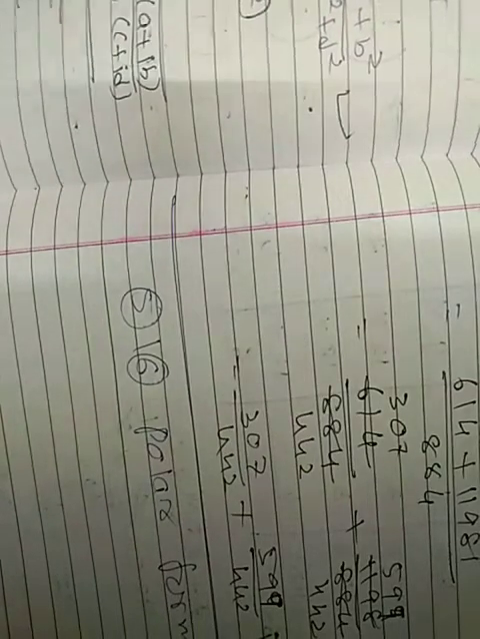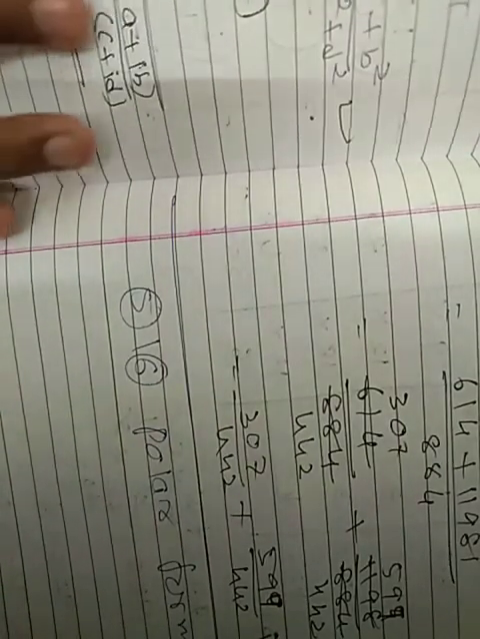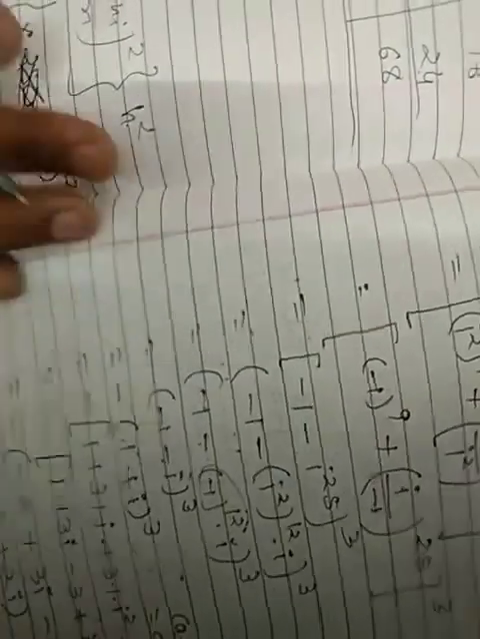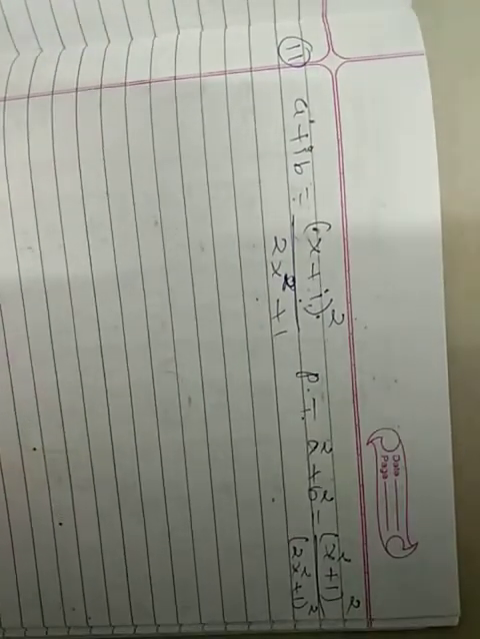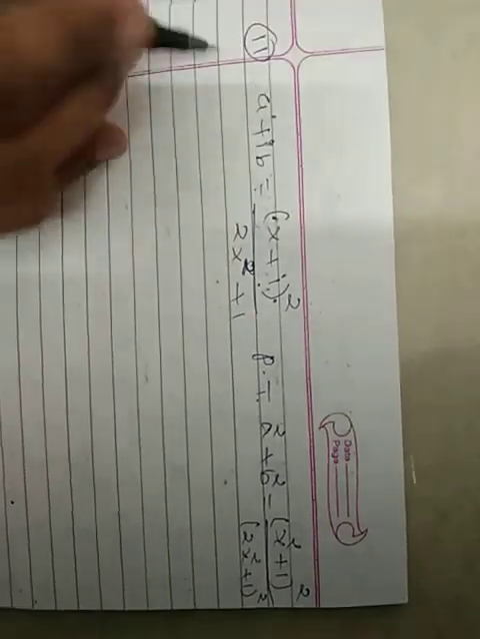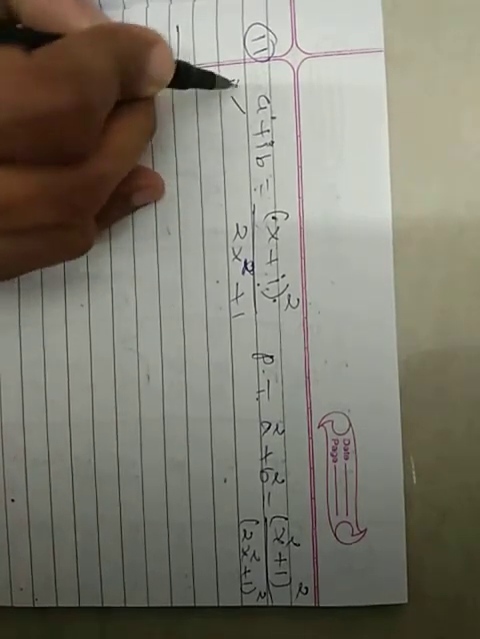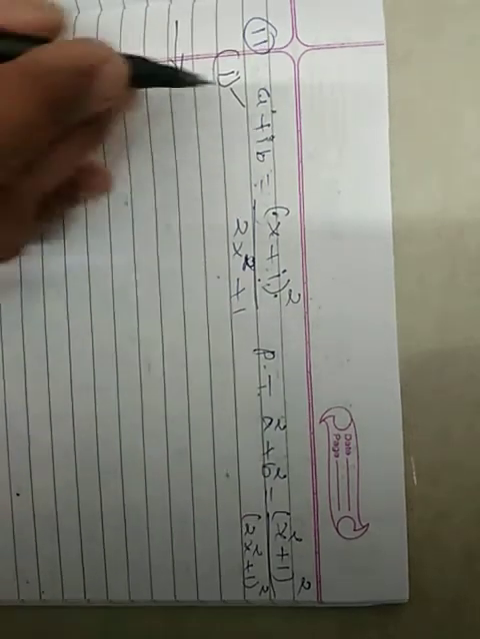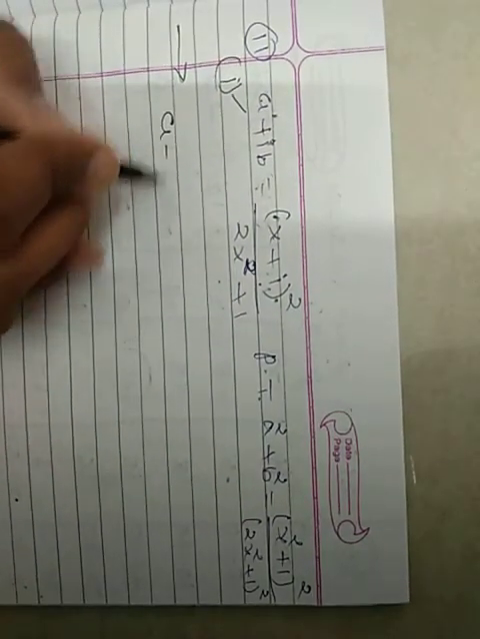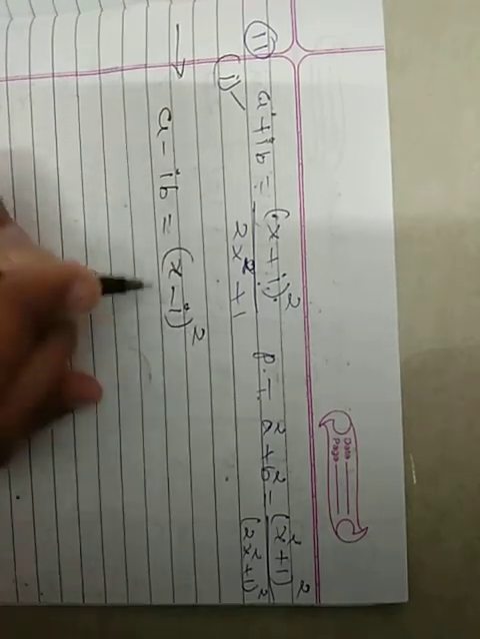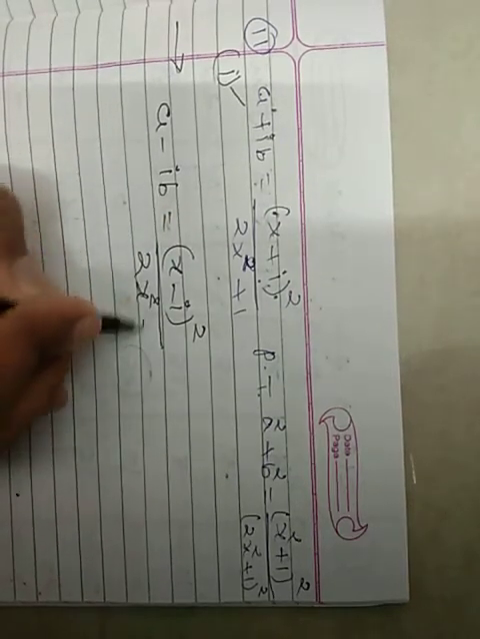Okay, 5, 6, 7, 8, 9 and 10 are quadratic equations. Now I am taking example number 11. It is associated with example number 4. Same example. Say result number 1: a plus ib equals (x plus i) whole square upon 2x square plus 1. Simple. Let's take the conjugate of this: a minus ib equals (x minus i) whole square upon 2x square plus 1.